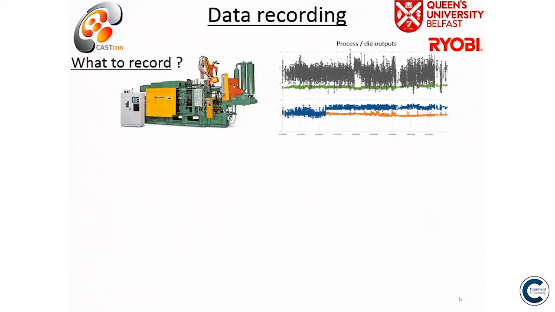So first of all, we've got large die casting machines. There's an awful lot of information can be obtained from the die casting machine. So what do you record? What information do you want? What do you need? Well, it's a good question. Unfortunately, I cannot tell you exactly what you want and what you need at this point, but hopefully later on in this year, we will know more.